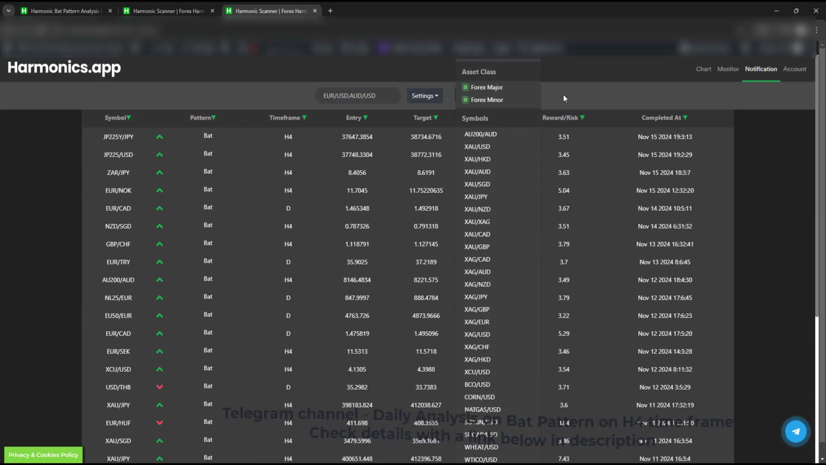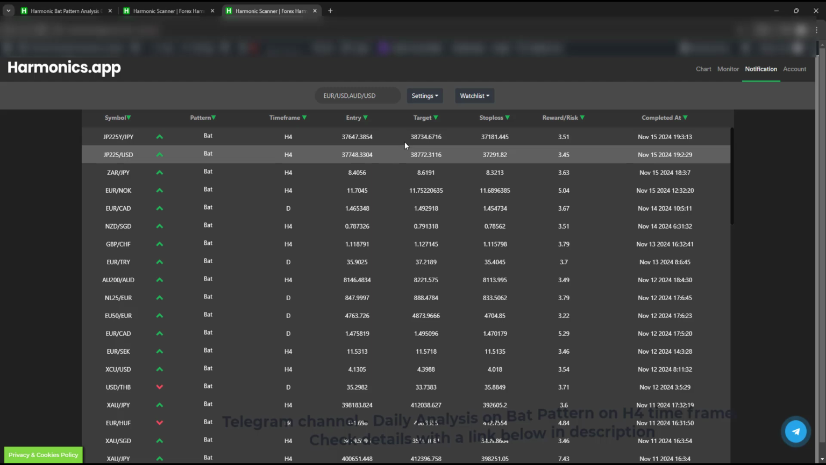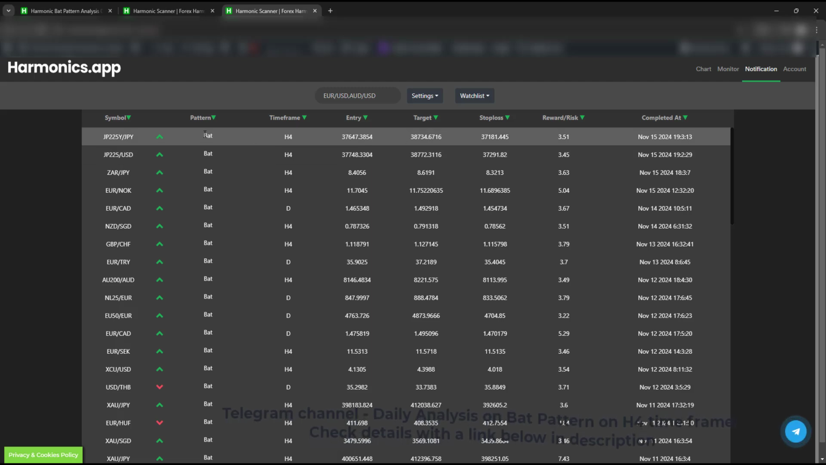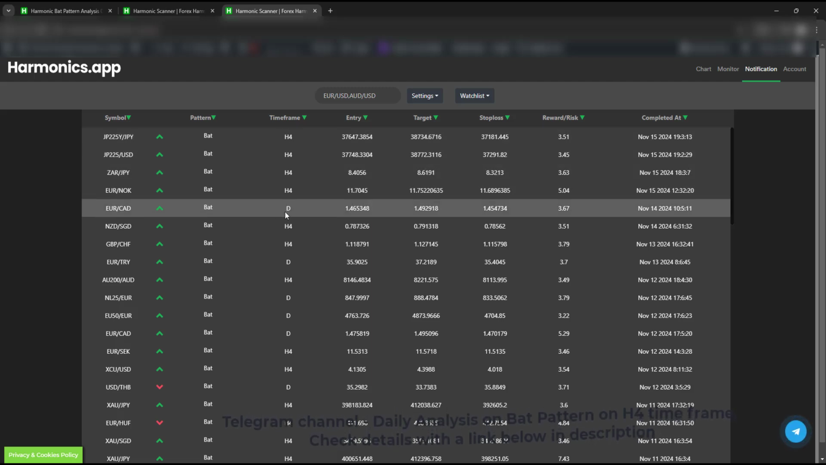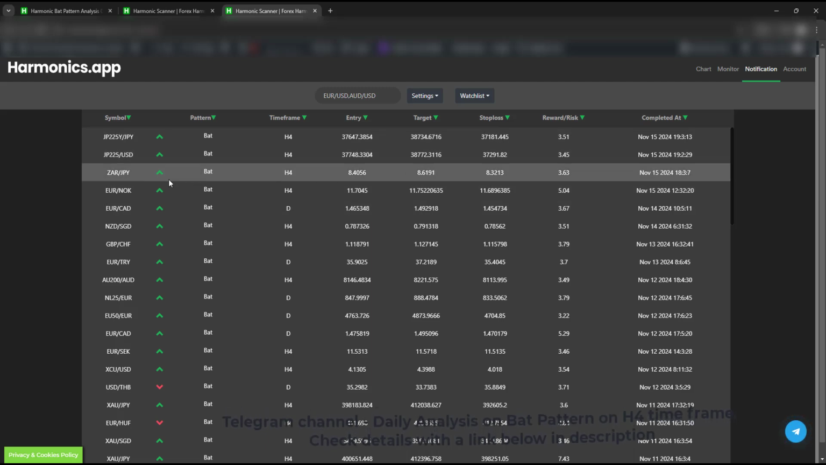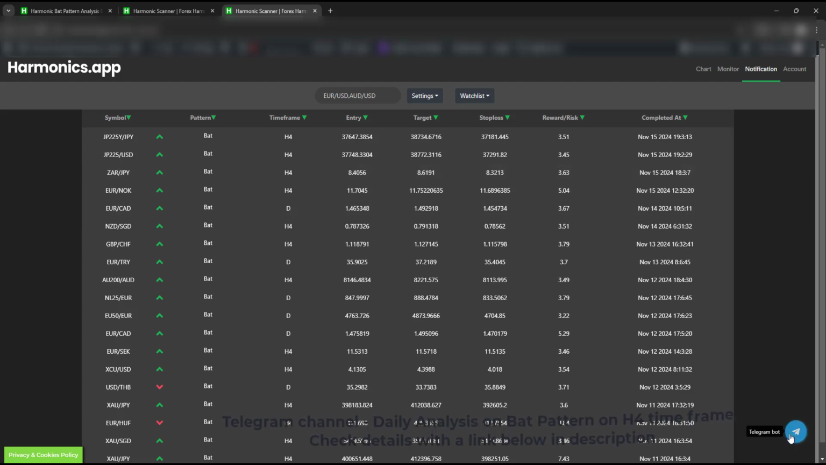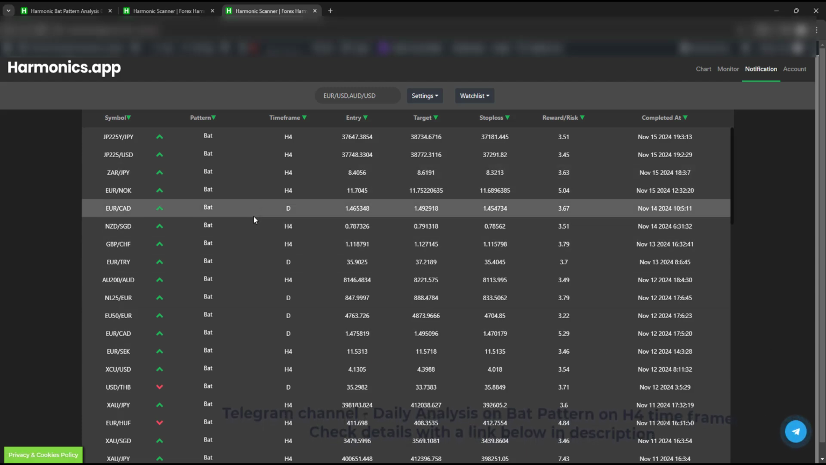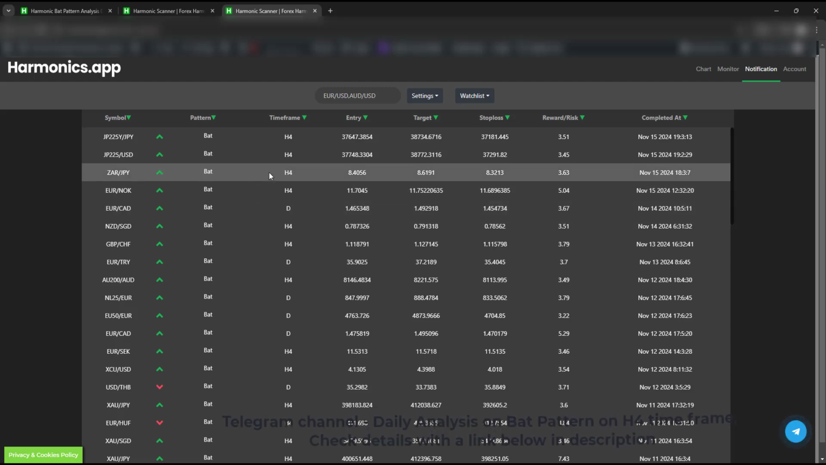So when the scanner detects this bat pattern on the 4-hour time frame and the daily time frame, it will be populated here, and you will receive a notification on Telegram. First of all, you need to set up a Telegram bot on your mobile phone, then you will receive a notification when there is a symbol formed on the Harmonic SAP Scanner.